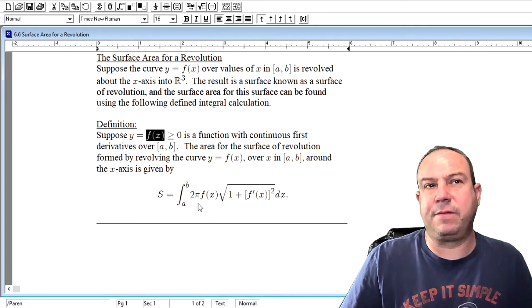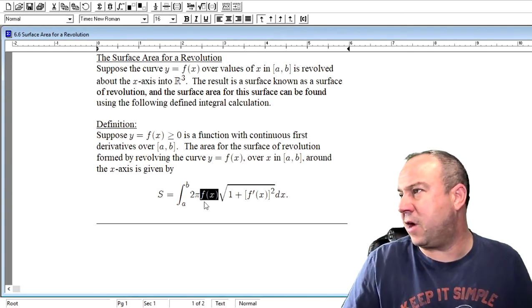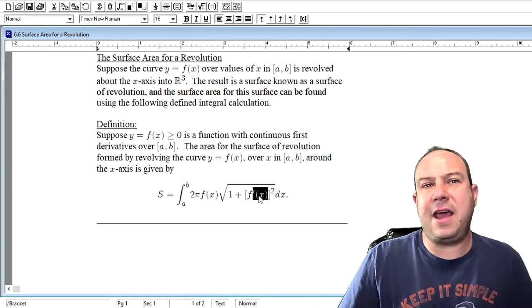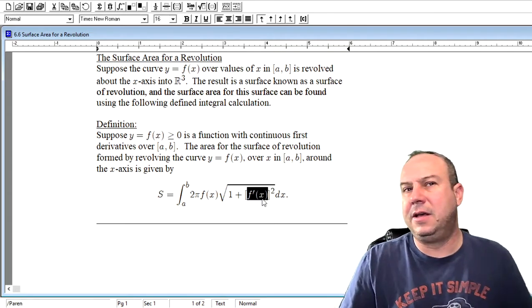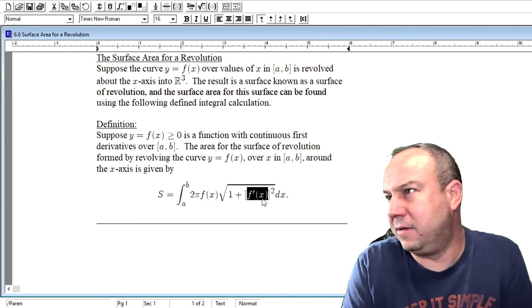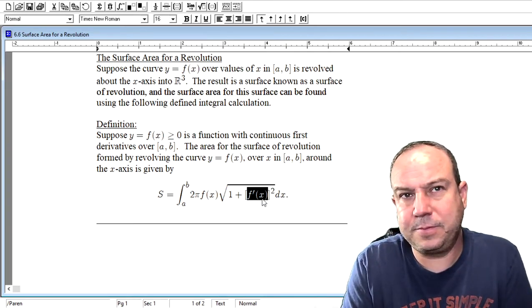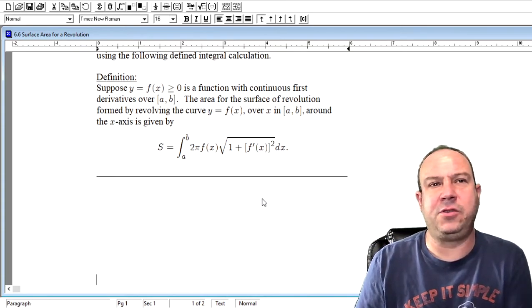Your bounds of integration will be your bounds on the integral. The function f of x is going to play a role out here as a factor in the integrand. And f prime of x is going to play a role underneath the radical as this term being squared in our radical value. And that would be the setup for the formula, those individual parts.